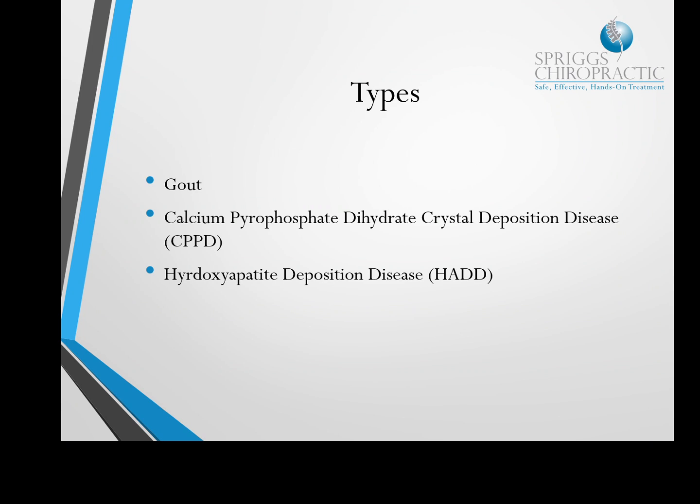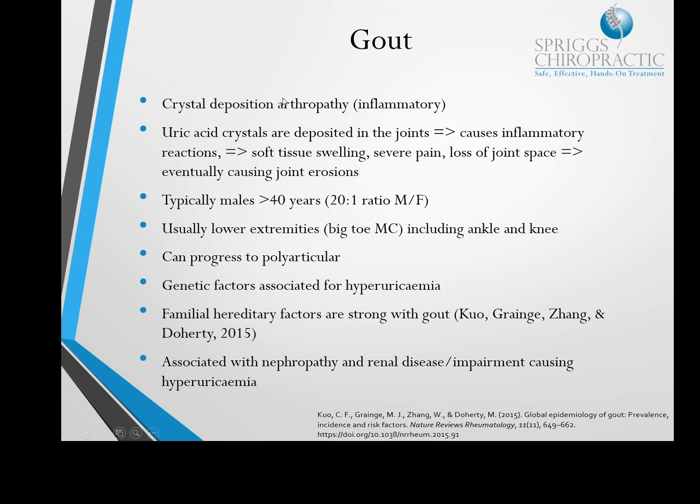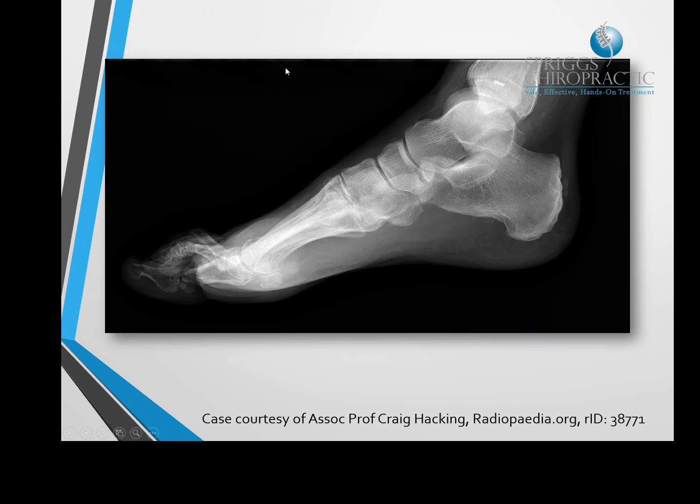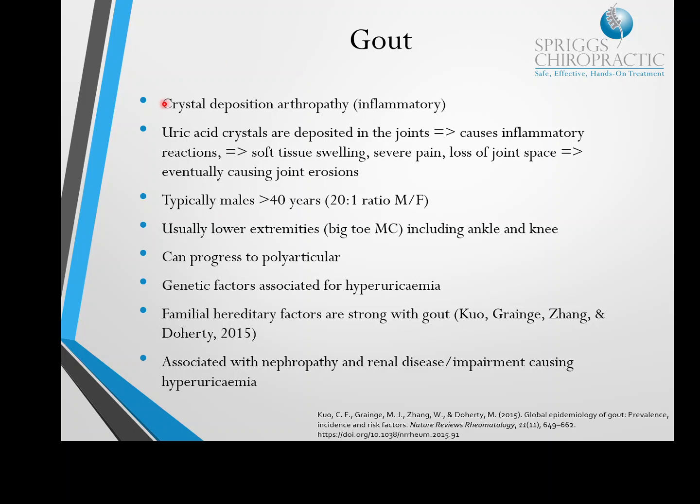There are three main types of inflammatory or crystal-induced arthropathy we're going to go through this evening. The first is gout. Then it's calcium pyrophosphate dihydrate crystal deposition disease, or CPPD, and then hydroxyapatite deposition disease, or HADD. All fun acronyms for us to remember. So the first one's gout. The reason we're going through gout is because it is by far the most common of these conditions, especially in the Western world.